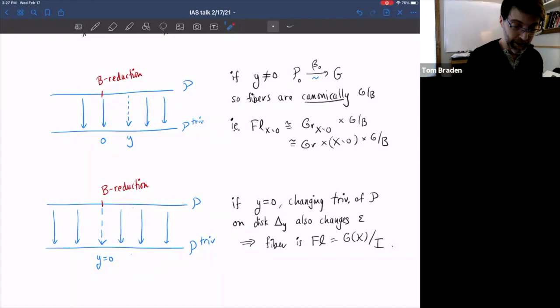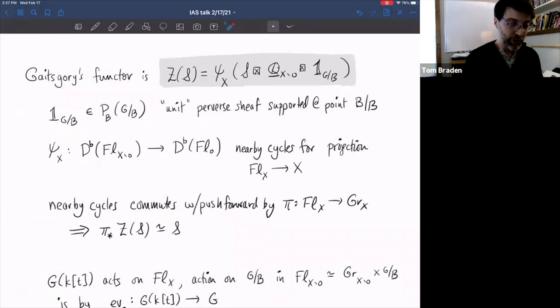Okay. So here's Gaitsgory's functor, written using this global coordinate T. If you take this G of O equivariant sheaf on the Grassmannian S, I'm going to stretch it out over the curve by taking the product with the constant sheaf on X minus zero, and then for the G mod B factor, I'm going to take the unit perverse sheaf supported at the point. So the sort of identity element in the convolution category of perverse sheaves on G mod B.